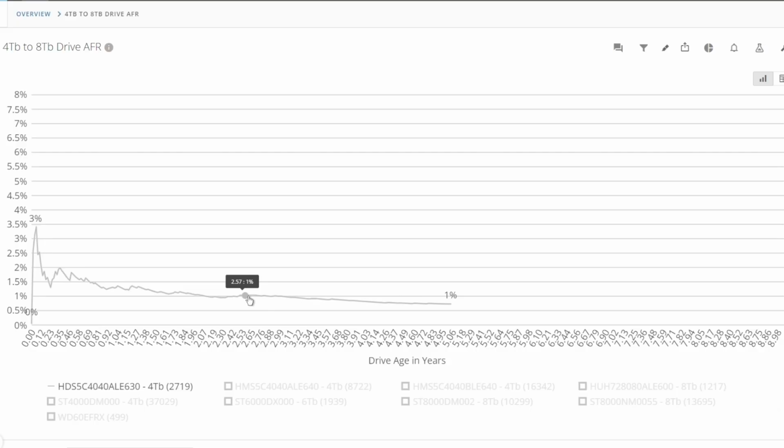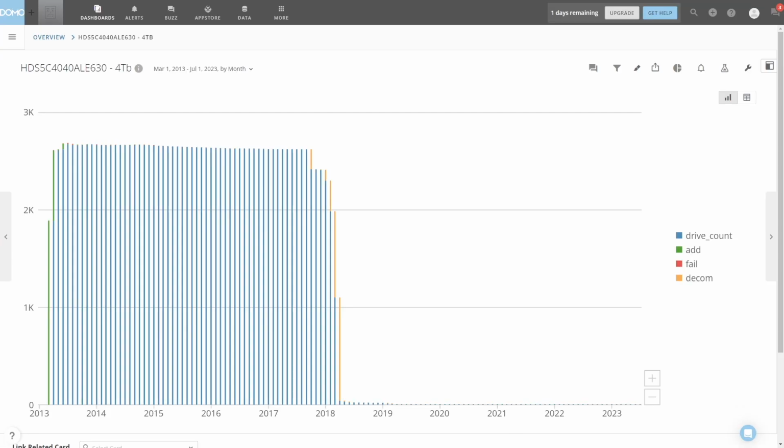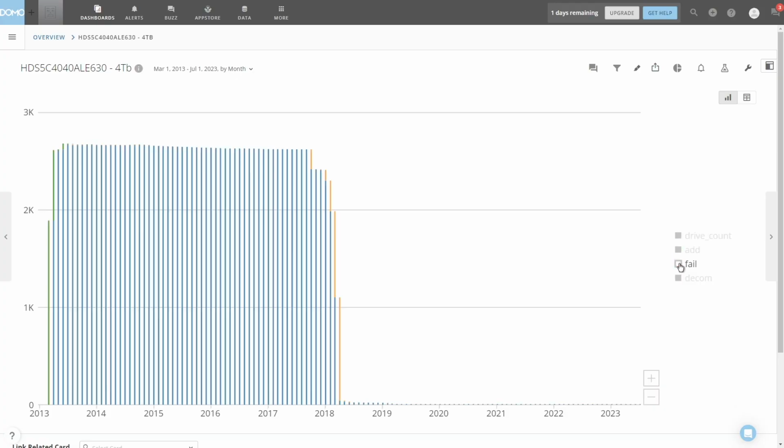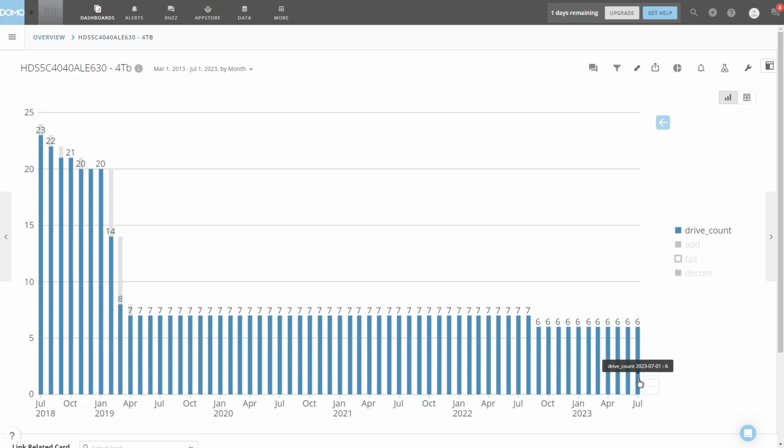So there's about 2,700 or so deployed, and the AFR settles below 1.5% after a year, and it continues to fall below 1% consistently after 5 years. However, the deployment graph does tell us what's really going on, and that is that only 0.2% of these drives remain in service after 2018. So these drives were almost entirely decommissioned at 5 years of age, and only 6 of the 2,700 units remain.